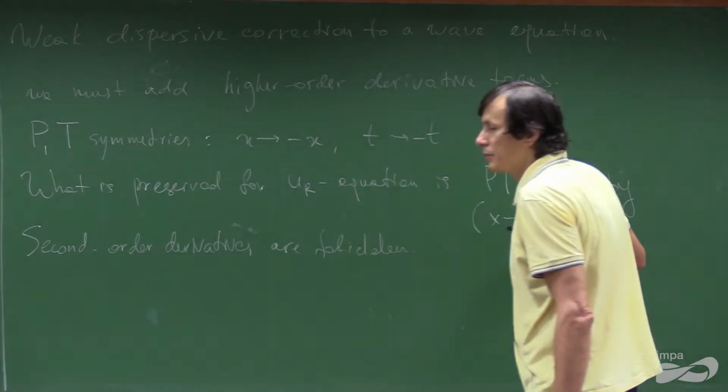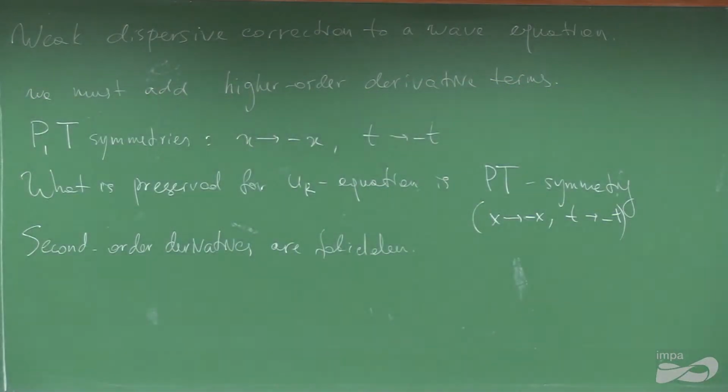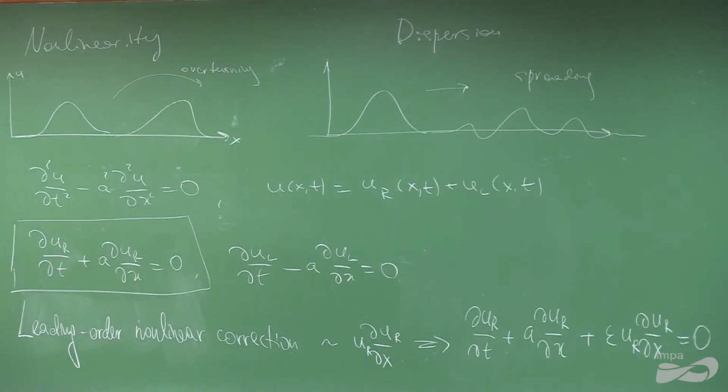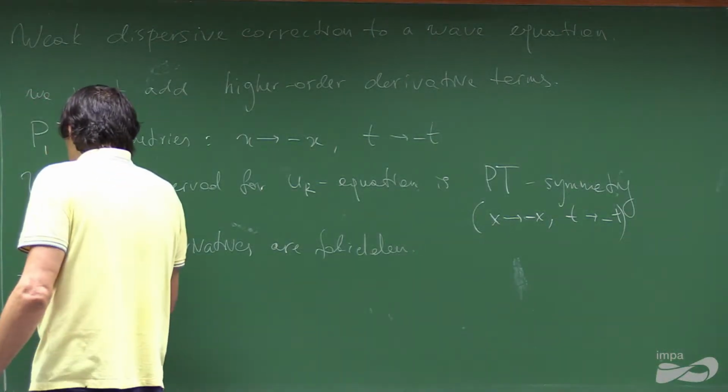Because it will not be PT symmetric. And actually, that's why a second order derivative is in fact a dissipative term. It's a term which is breaking this symmetry. So dissipation is breaking this symmetry, time reversal symmetry. Okay, but third order derivatives are okay.